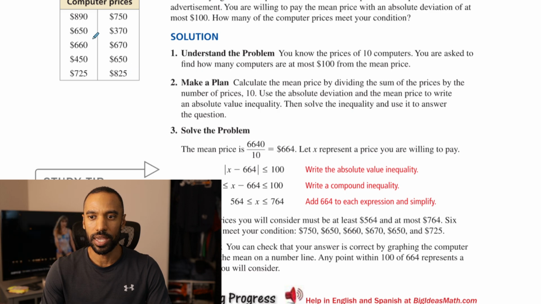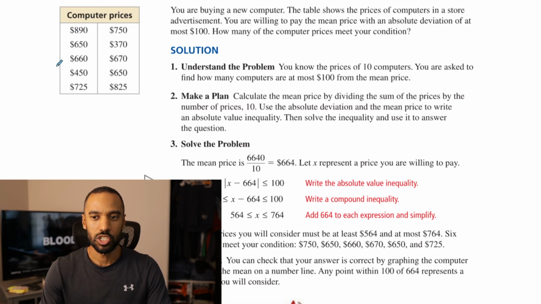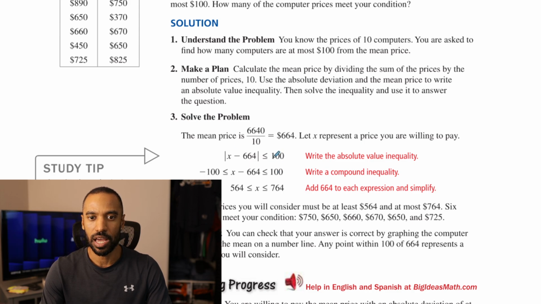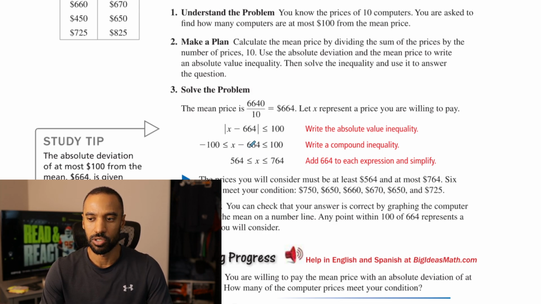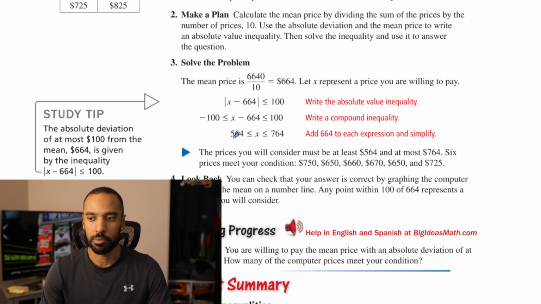The distance between our numbers and the average must be within $100, within $100 in either direction, plus or minus. So when we add 664 to both sides of this, which is the same thing as saying 664 plus 100 and minus 100, you get between $564 and $764.